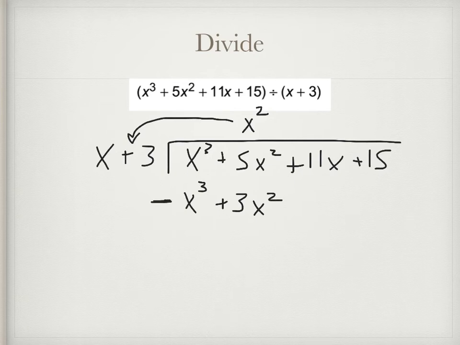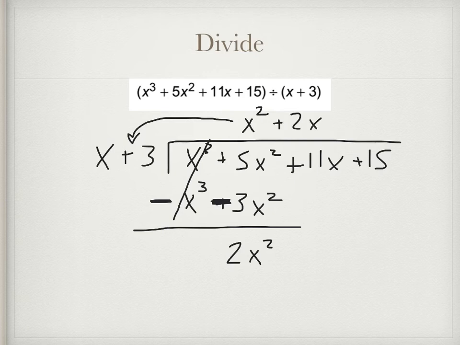Change the signs. So we make this a negative and a negative. So the first ones are going to cancel out. And now we combine the 5x squared and the negative 3x squared. And what do we get? 2x squared. Now what times x gives us 2x squared? 2x.